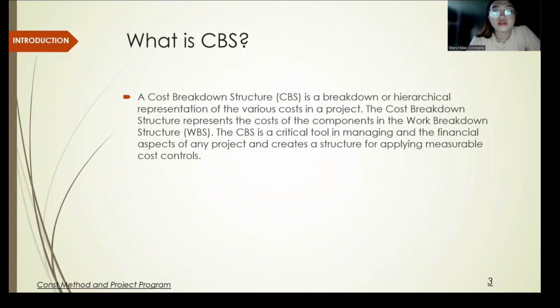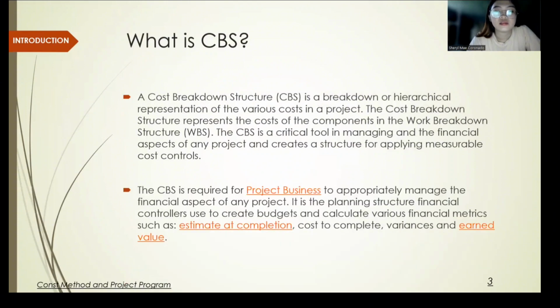The CBS is a critical tool in managing the financial aspects of a project and creates a structure for applying measurable cost control. The CBS is required for project business to appropriately manage the financial aspect of any project. It is the planning structure financial controllers use to create budget and calculate various financial metrics such as estimate at completion, cost to complete, variances, and earned value.